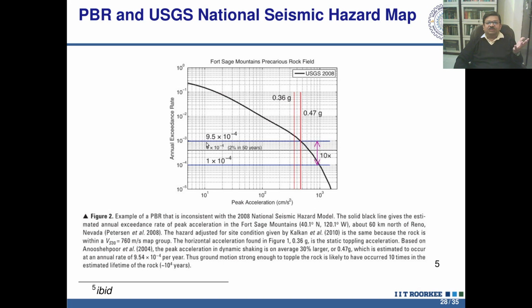The 0.47 is somewhere here. So about 10 to the power minus 3, 9.5 times 10 to the power minus 4. So almost 10 to the power minus 3. And the 10 to the power minus 4 value is somewhere here. So it should have toppled about 10 times over during its life on Earth, right? So that's a serious problem. Inconsistency with the physics, I mean, with the evidence on the ground.